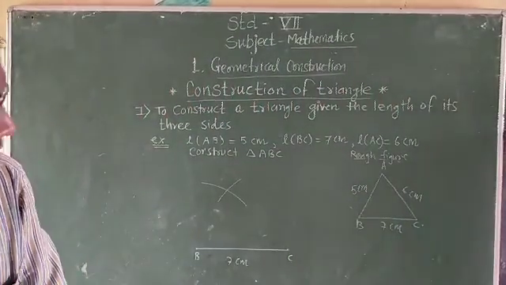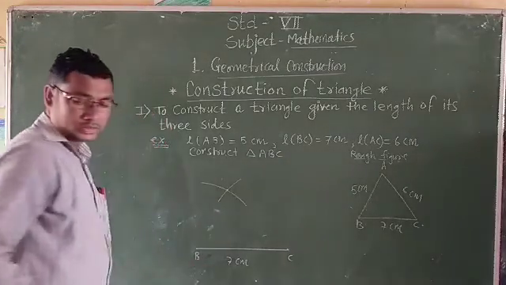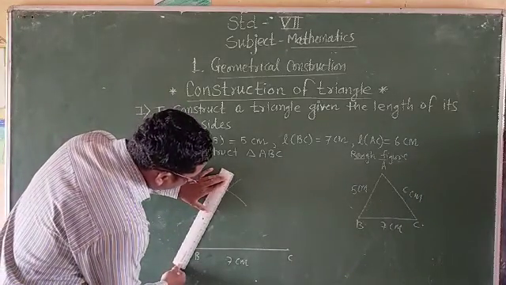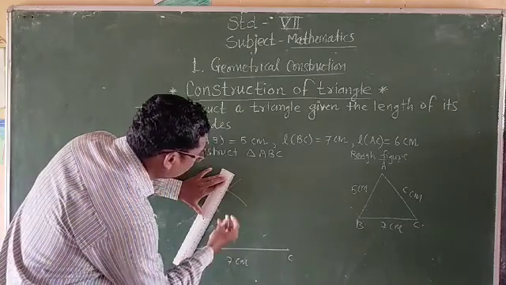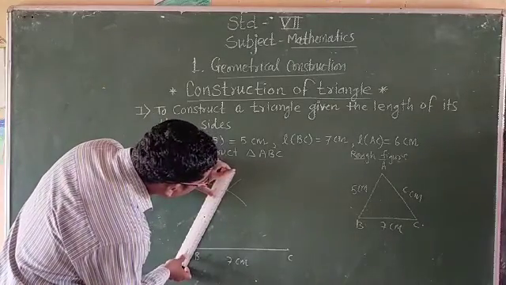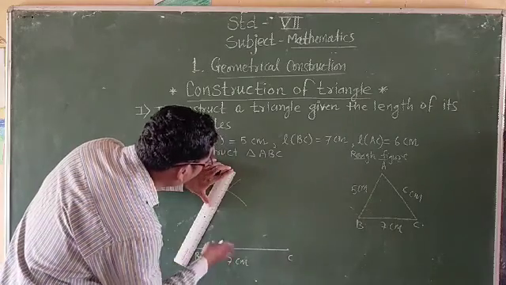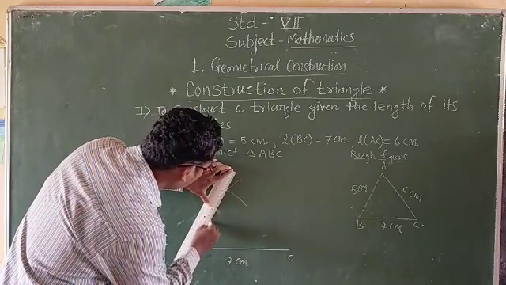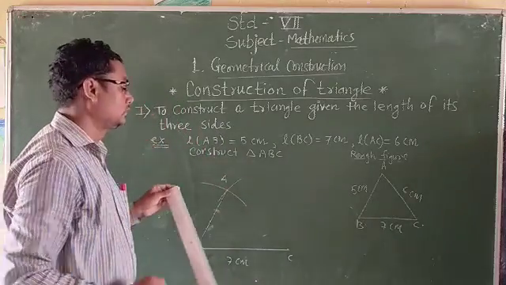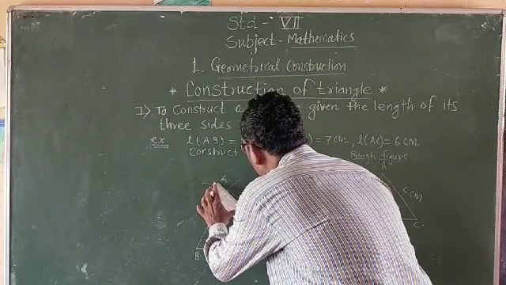Then after that, look here. This is the intersection of the two arcs. So join this point. Use a sharp pencil, and scale you have to use. So this is point A. Join AC.